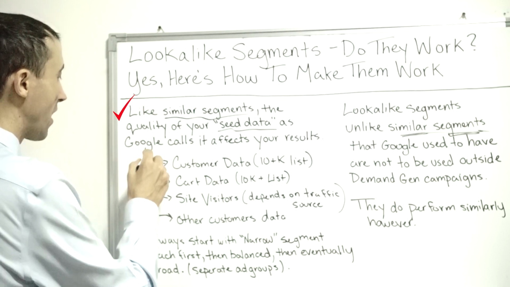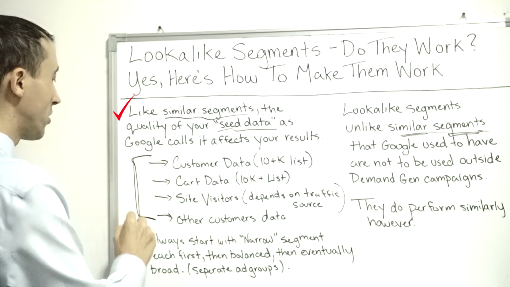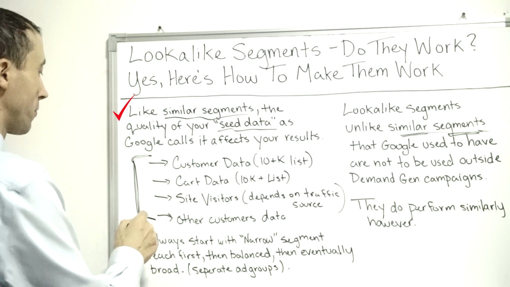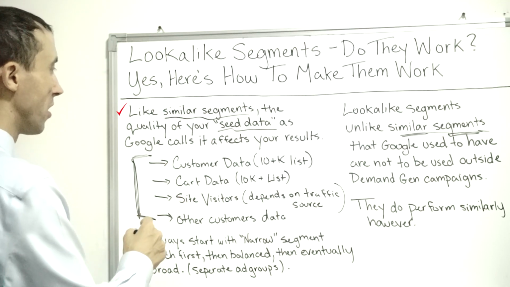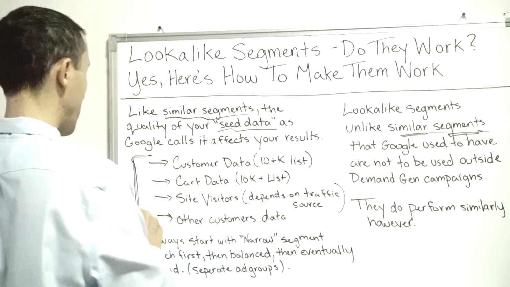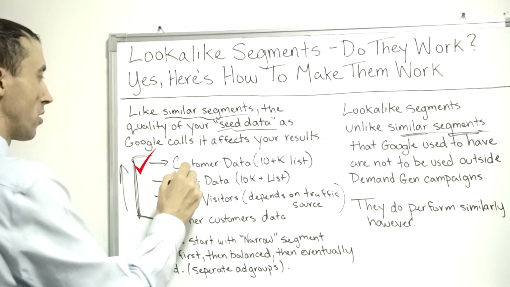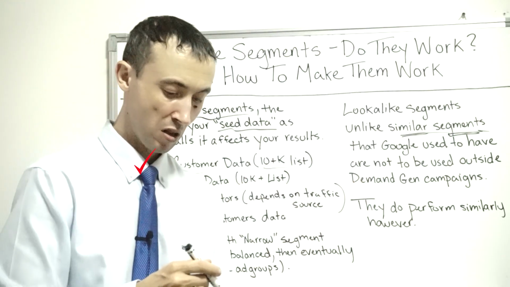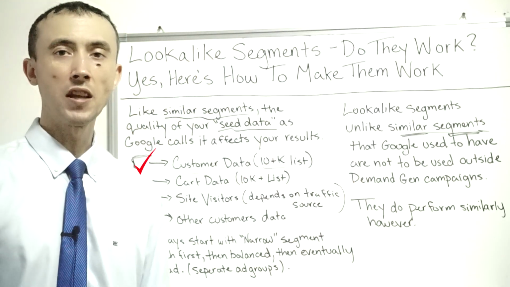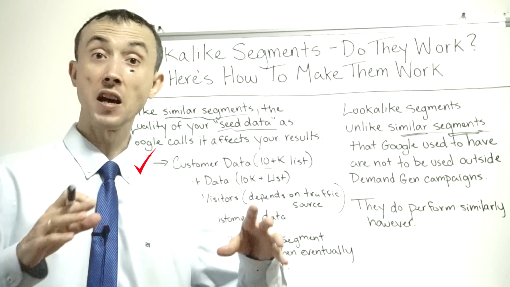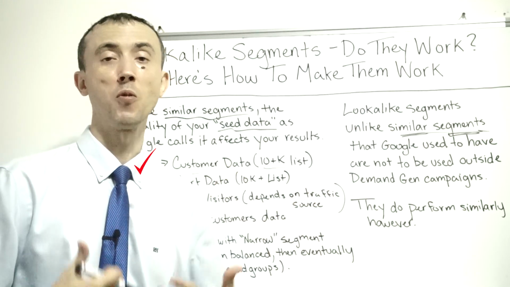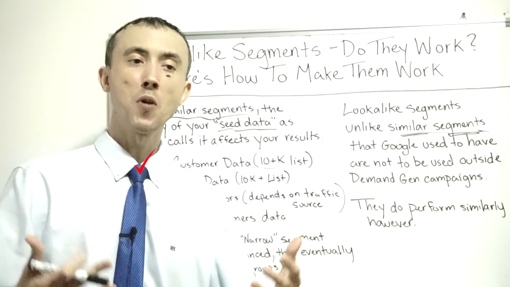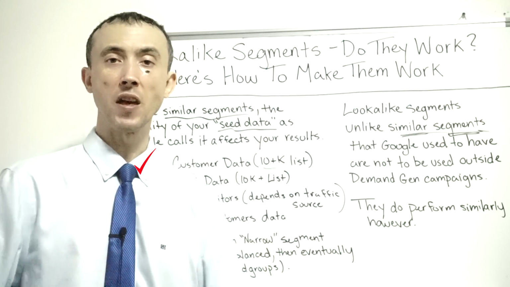So with that said, I provided the list of ways to do your seed data with these lookalike segments to get you the most money. Your ideal is going to be towards the top here. Okay, so if you have customer data and at least 10,000 customers to upload as your seed list for your lookalike segments, that's going to work the best, because, like I was explaining before, that's going to give them the most accurate read on the type of people that do business with you.